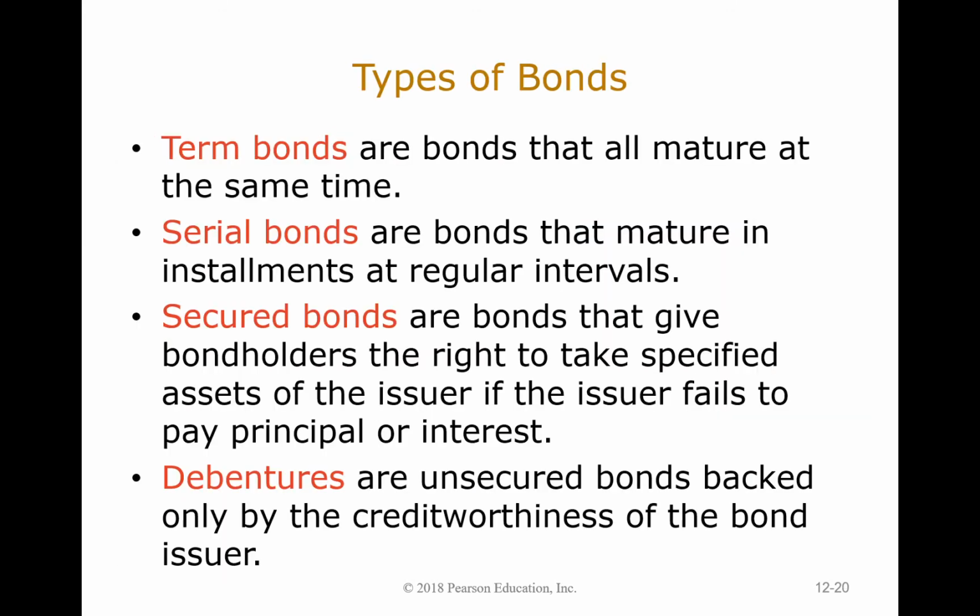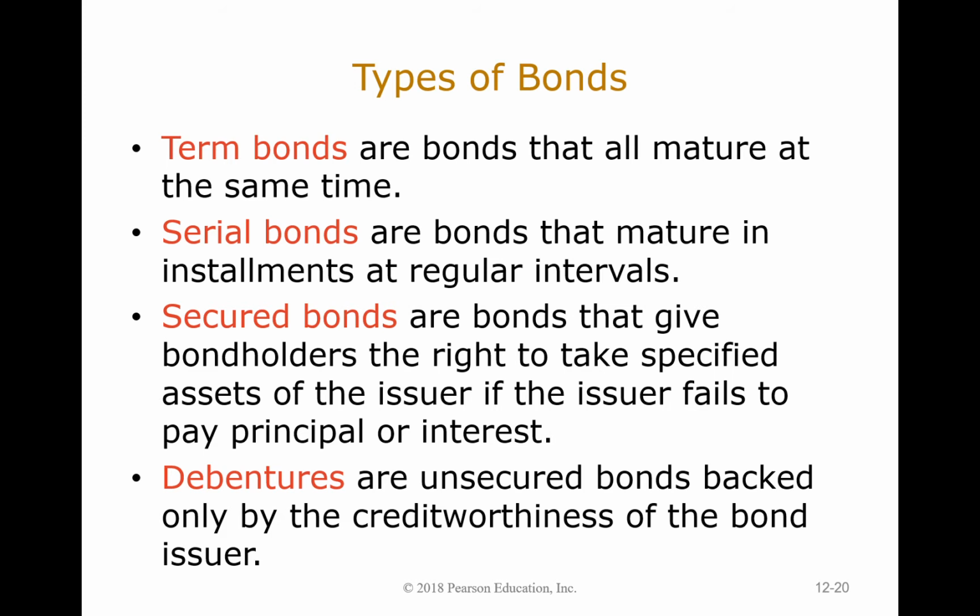When we look at types of bonds, we have term bonds. And in a term bond, they mature at the same time. At a given date, there is a specific term that they mature at. A serial bond are bonds that mature in installments. Secured bonds give bondholders the right to take specified assets if the company has to liquidate or if they fail to pay the principal and interest. And debentures are unsecured bonds. These are only backed by the credit rating or creditworthiness, as it states here, of the bond issuer.